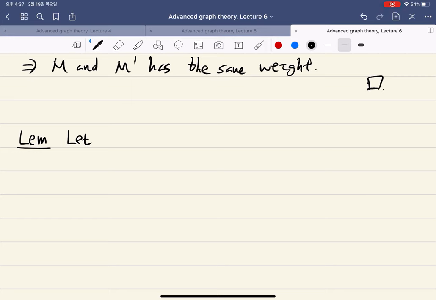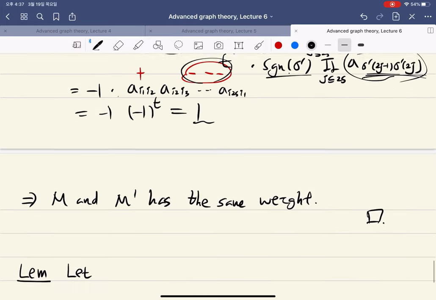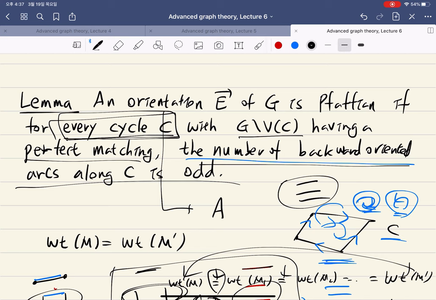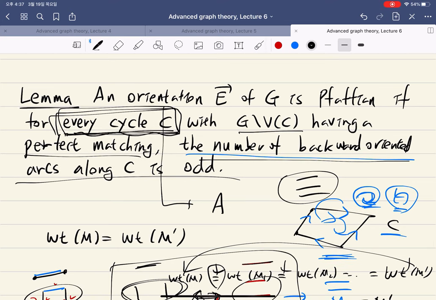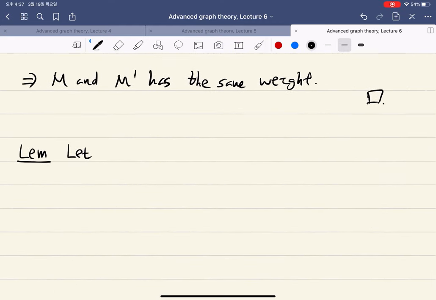So now we will prove this for planar graphs. What we want to prove is that in a planar graph, with some orientation that we give, we can make sure that all cycles C satisfying this have an odd number of backward edges. So that's what we want to prove.